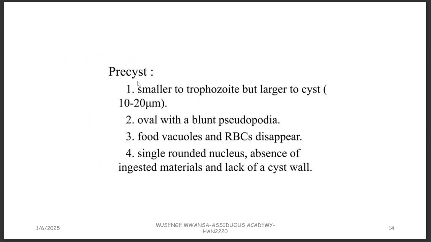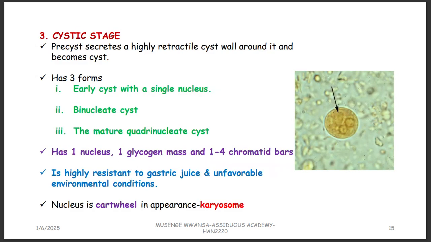So again, the precyst is smaller than the trophozoite, but is going to be larger than the cyst, which is the next form. It has some blunt pseudopodia, and the food vacuoles and red blood cells disappear, because the food vacuole is actually extruded from the trophozoite before it becomes a precyst. It has a single rounded nucleus, doesn't have any ingested material, and there is no cyst wall. The cyst has a wall, but this one doesn't.